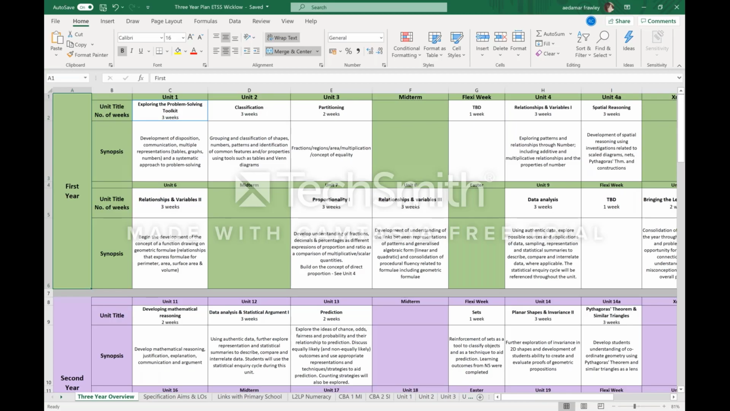And then you did some work there on units 2 and 3 are close together, and you obviously position proportionality there, because I can actually see how the idea of proportionality maybe feeds in then to going into relationships and variables again, because you can have relationships that are proportional and non-proportional. Exactly. And that's really cool.